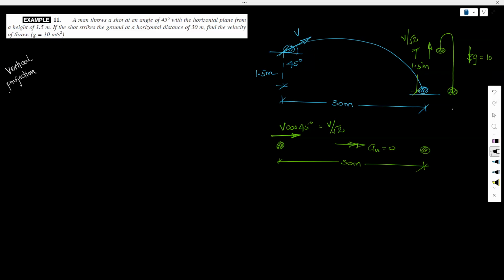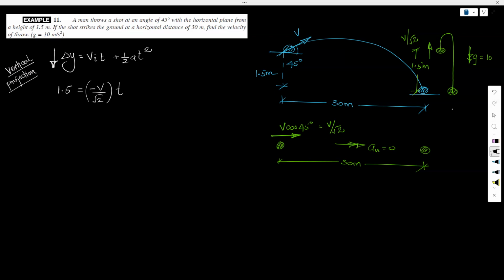For the vertical projection, I'm going to apply delta y equals v_i t plus half a t squared. I'm going to consider anything downwards as positive. The object is ultimately coming down from where it was thrown, so the displacement is downwards, and I'm considering anything down as positive, so it is 1.5. Initial velocity is v by root 2, but it is pointing upwards, and since I'm considering anything down as positive, it is negative v by root 2.